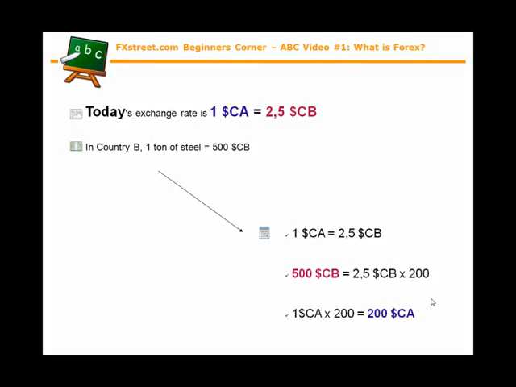Exchange rate, that is how much one currency is worth in terms of the other, may change over time. So let's say that today the exchange rate is 1 of currency A equals 2.5 of currency B. If in country B 1 ton of steel costs 500 of currency B, today the car company will have to pay 200 of its local currency to get that ton of steel.